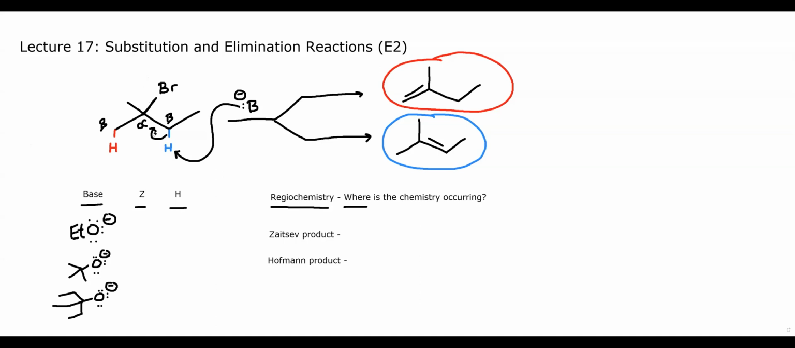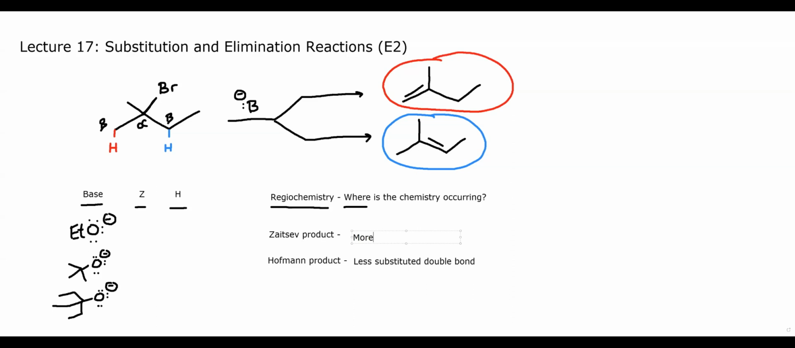I'm going to clean this up a little bit. Let's erase that mechanism for now. And let's talk about these two products. So the red product, if we eliminated this hydrogen over here on the red hydrogen on this beta carbon, we would call this the Hofmann product because we end up with the double bond that is less substituted. Okay, so the Hofmann product is the double bond that we get that is less substituted.